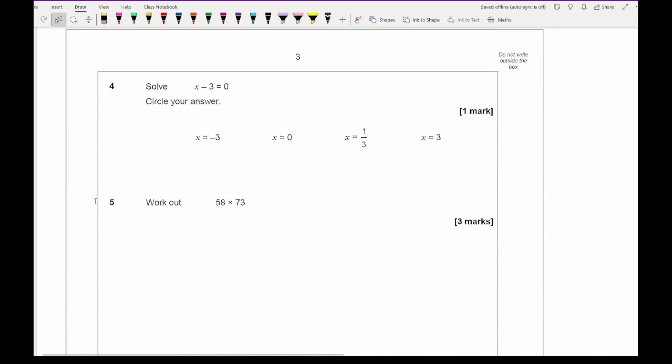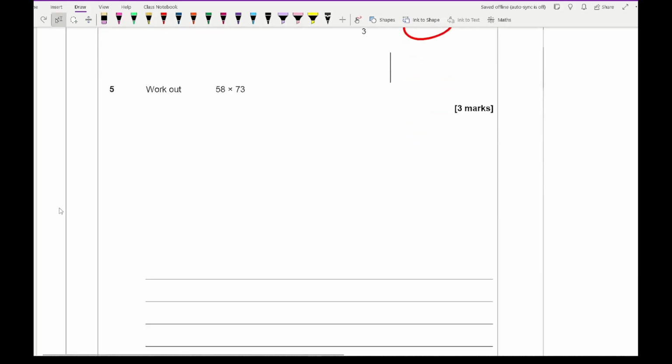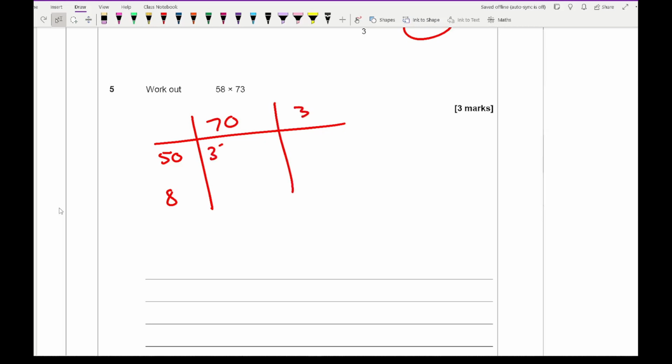Moving on to question 4, it says solve 3 minus x equals 0. So what take away 3 is 0? That's going to be. Question 5, it says work out 58 times 73. It's entirely up to you which method you use to do this, as long as there's some working out. Worth 3 marks. And I'm going to go for the grid method.